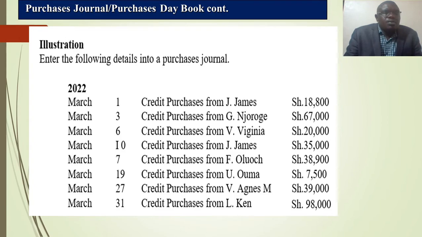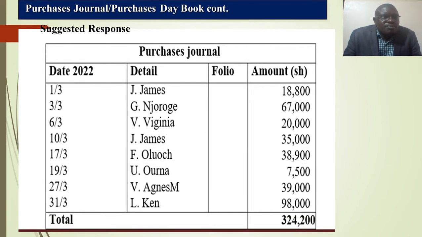So how will our purchases journal look like? It will look like this. So the title or the heading is Purchases Journal, and I've told you that heading is usually preceded by the name of the business, but in our illustration, the name of the business was not included. So we just have the heading as Purchases Journal.